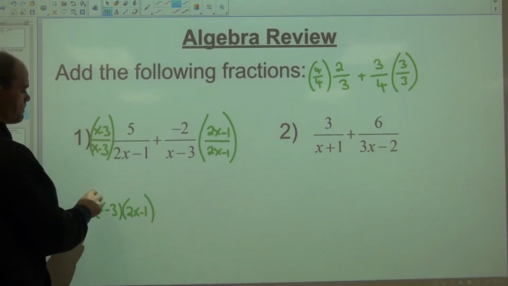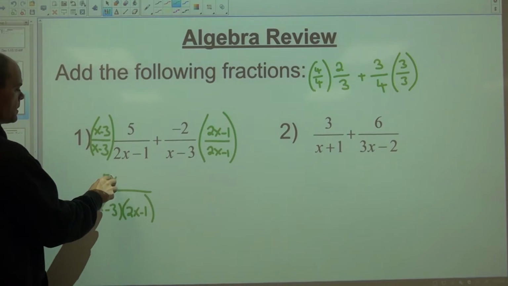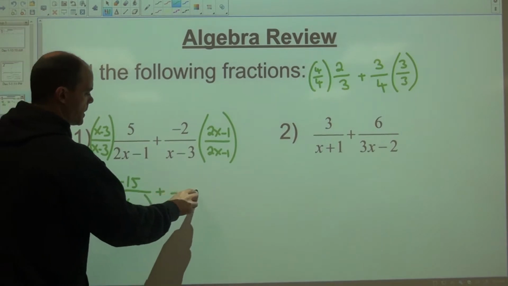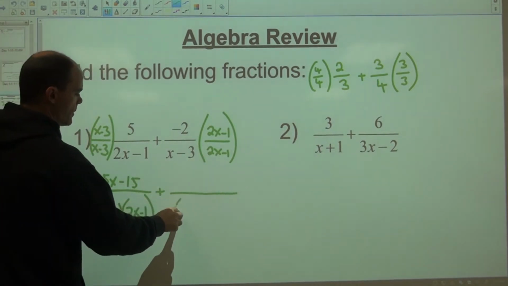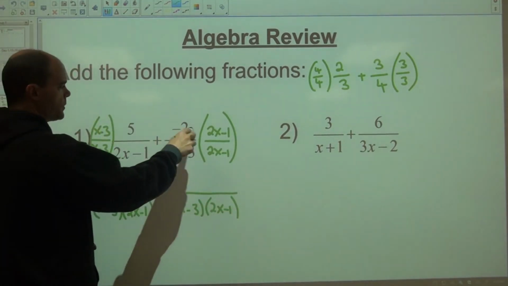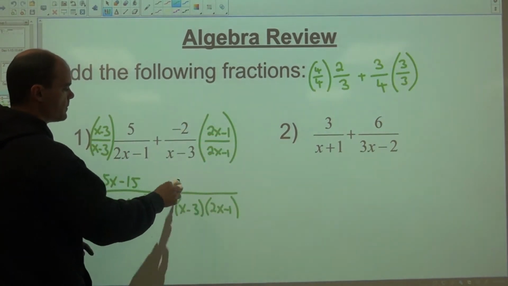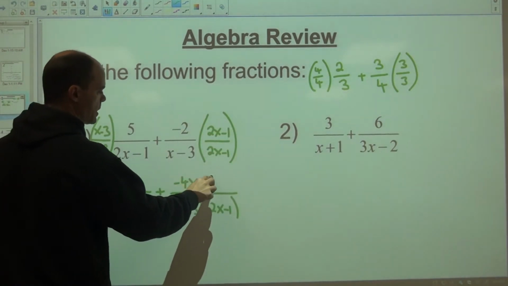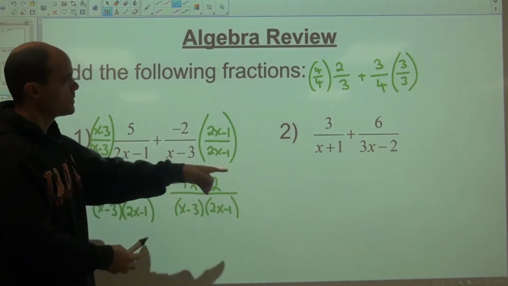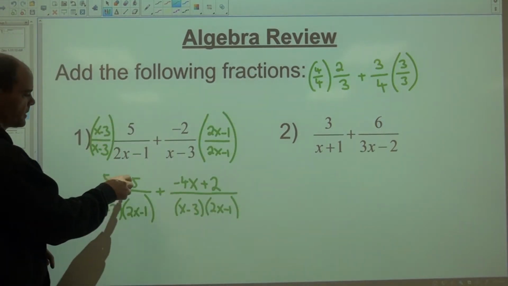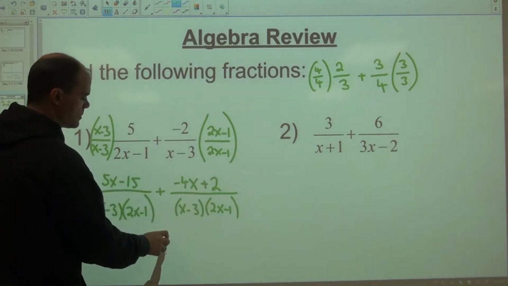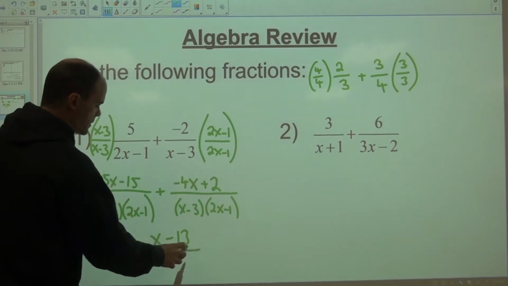I'm just going to distribute the top. So I end up with 5x minus 15 in my first fraction. My second fraction, my denominator is set up to be identical. That was the whole point. 2x minus 1. And I will distribute this to negative, so be very careful. Negative 4x plus 2. And now that I have a common denominator, I can combine these two fractions just like I would up there. And I get 5x minus 4x is x. Negative 15 plus 2 is negative 13. And there's my final answer.